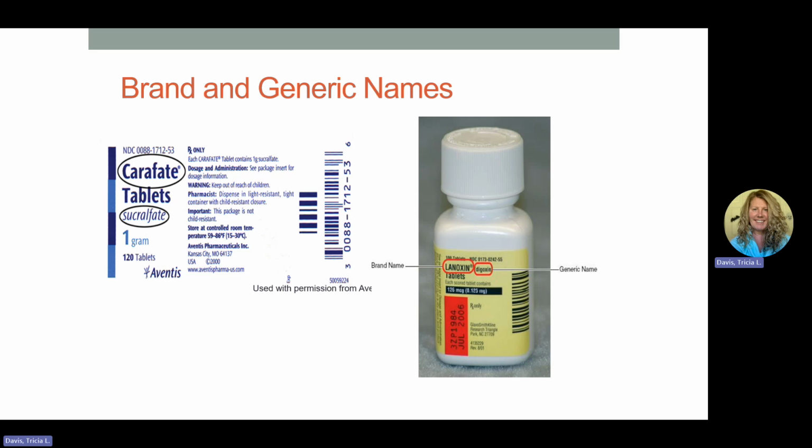Okay. My screen is a little small right here, so I'm having a hard time reading that because I don't have my glasses on. Sorry. So it looks like Lanoxin or digoxin. So digoxin is going to be your generic name, and Lanoxin is going to be your brand name.